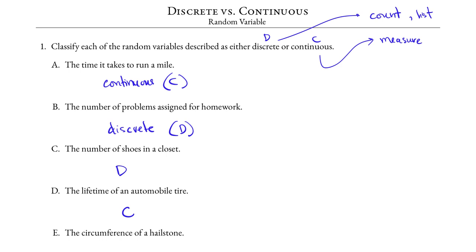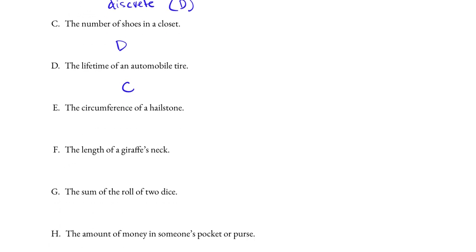The circumference of a hailstone. Now this is something that we can measure. So this is a continuous random variable. The length of the giraffe's neck, again, this is something that we measure, continuous.